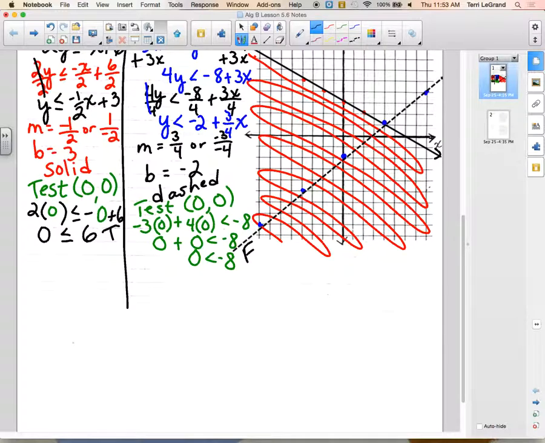We pay really close attention here. We are working with this boundary line. You've got to ignore all that other busyness on the graph right now. We're working with this boundary line. We tested 0, 0. It tested false. So where should we shade? Below the line. The other side.